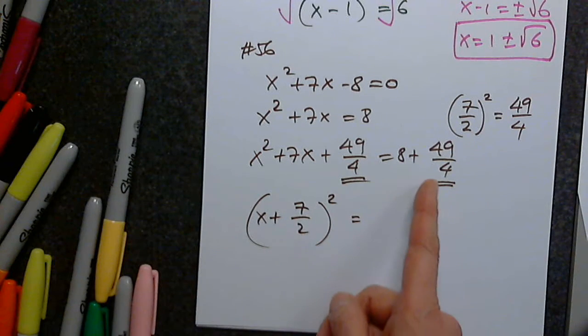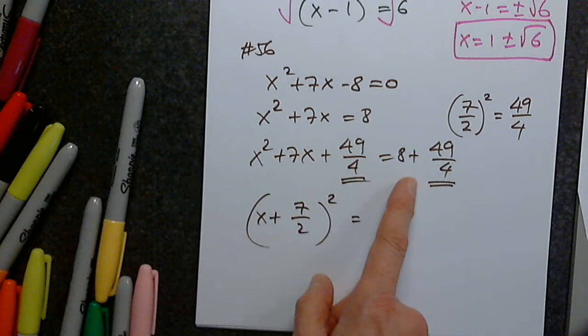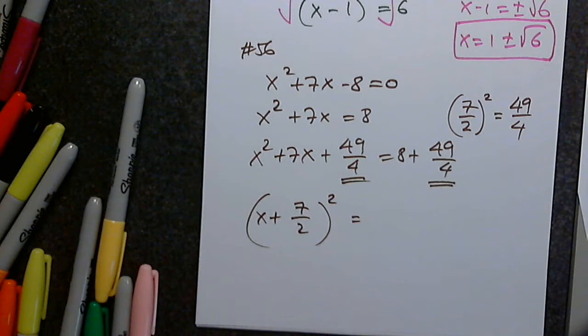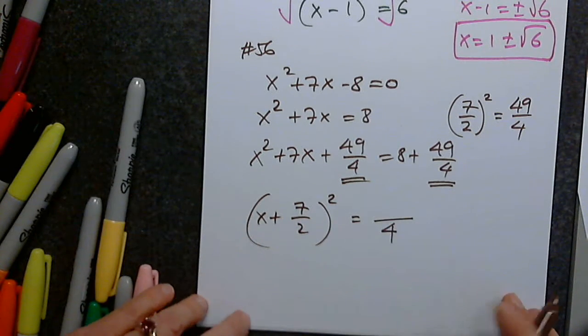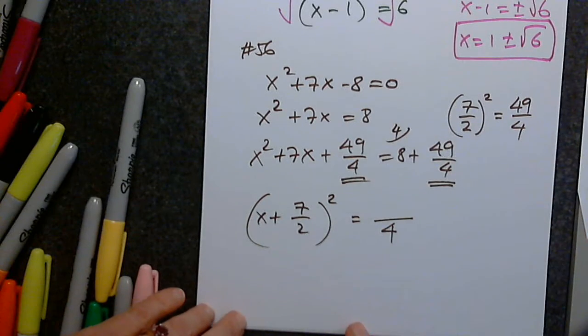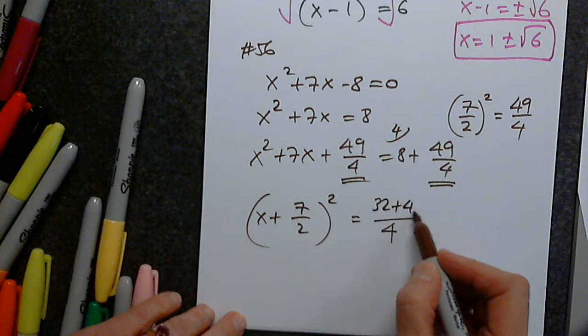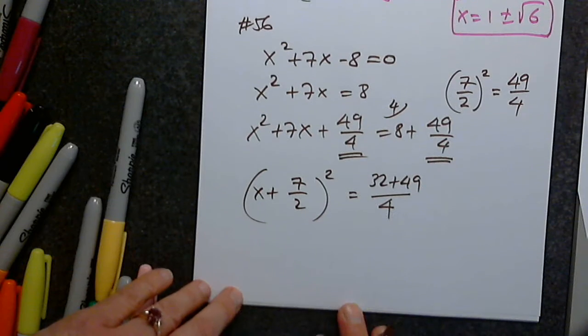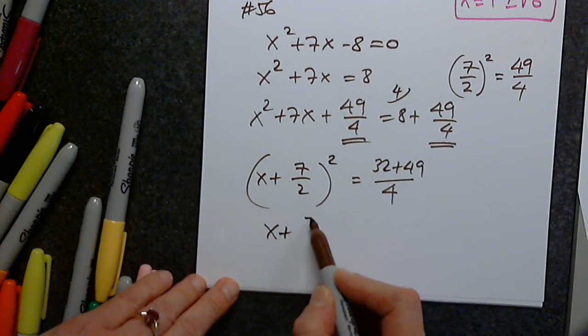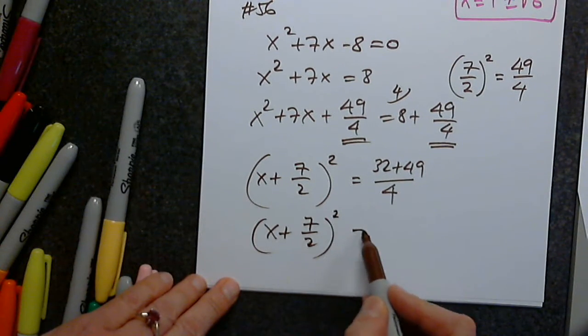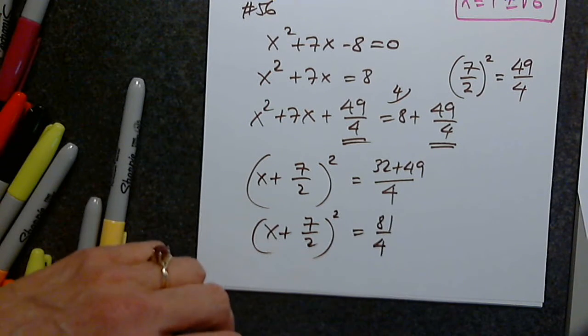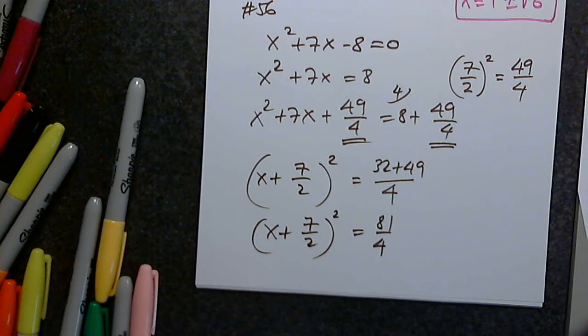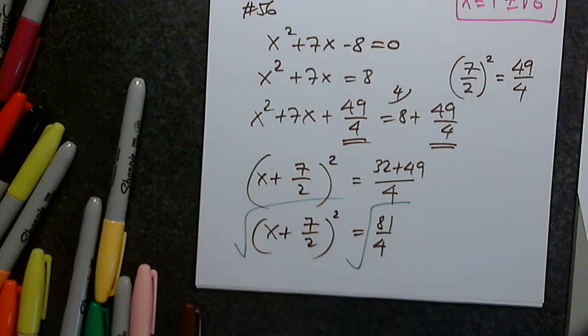Always. So now I need the least common denominator here. I need to multiply the top by 4. So this is 32 plus 49, 81. So x plus 7 halves squared equals 81 over 4. Exactly. After all this effort, I have to use a different method. And the different method is taking square roots. Any question on this?